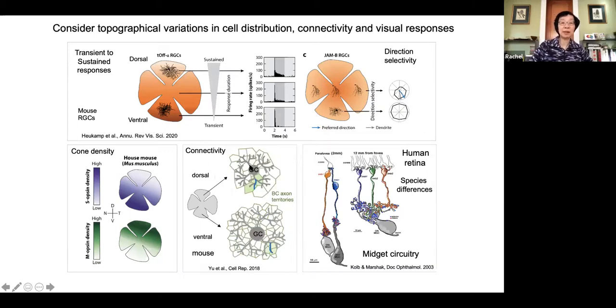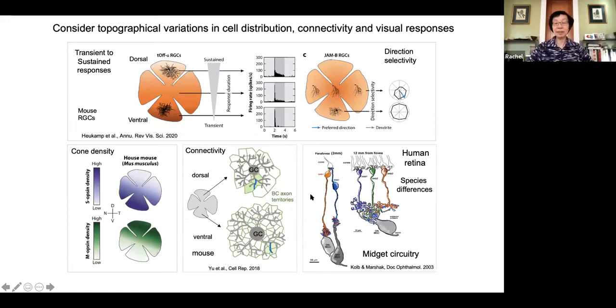And this is partly because, for example, ganglion cells of one type could be small in one region and much larger in another. And so can the axonal territories of their presynaptic cells. So there's variation in cell size and possibly connectivity.